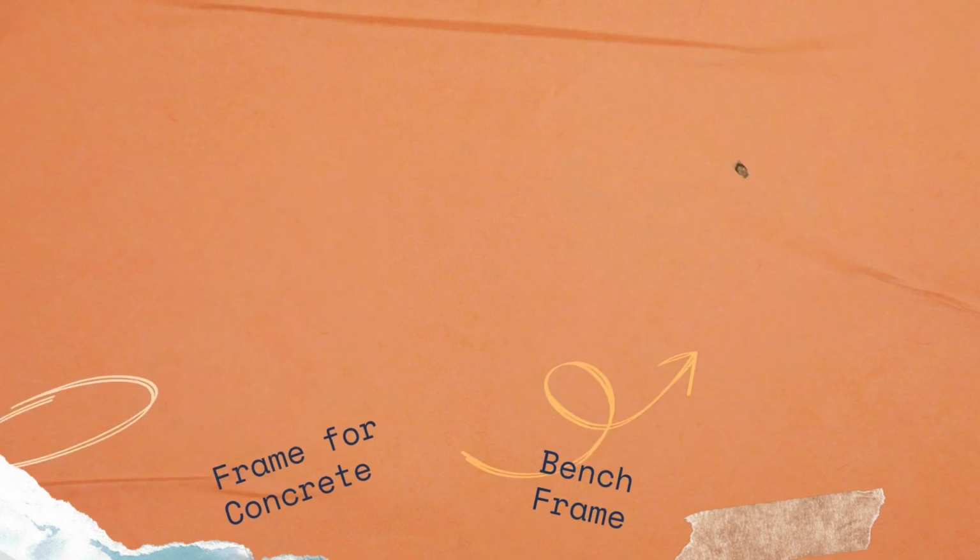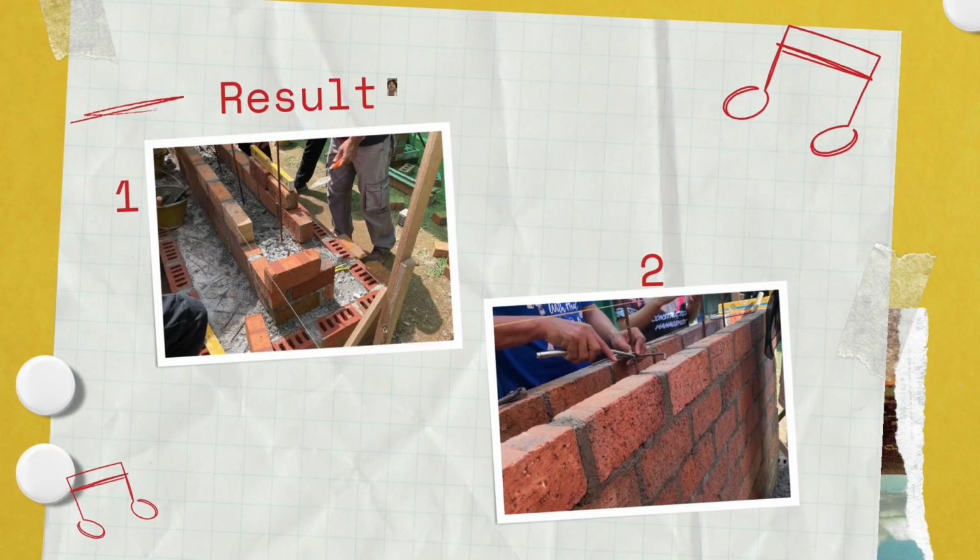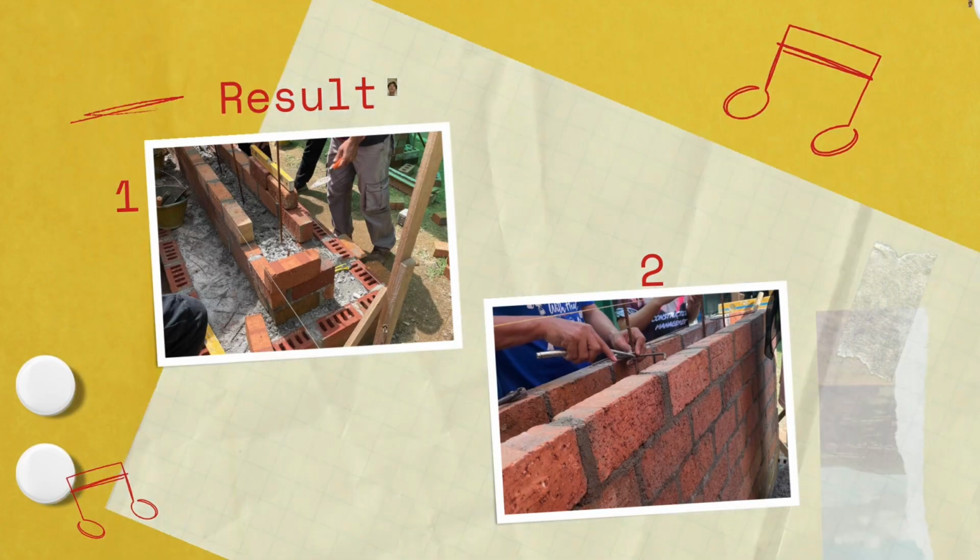For steel work, we cut the steel and also shape the steel with the measurements that are given by our lecturers. So this is the result after we cut and shaped the steel. The first picture we use to make a support for the wall, and the second picture we use to make a support for layering the brick.